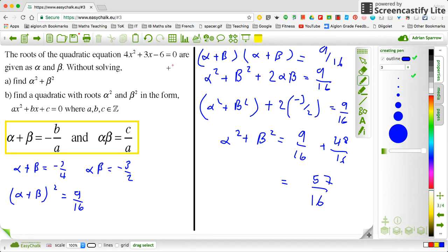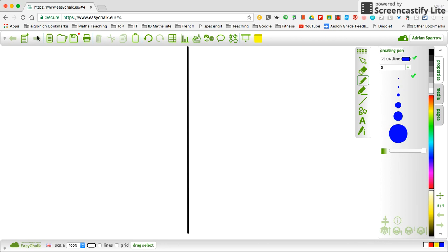Okay, so that's part A done. Now I want to think about doing part B, and I'm going to need some of these properties in part B. So I might flick back to this page, the second page. The 2 roots are alpha squared and beta squared. So I'm going to write those out here.